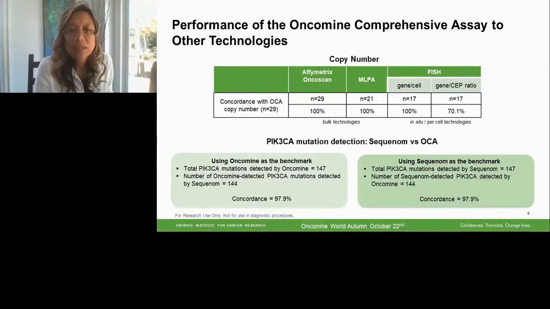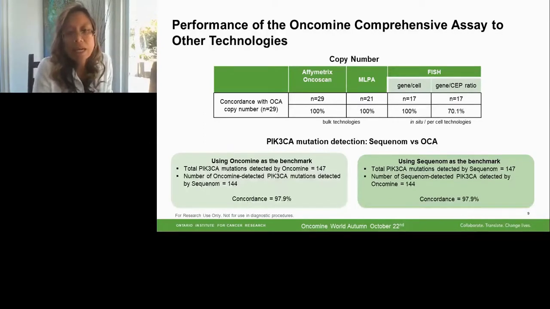So when we wanted to look at the concordance for copy number, we had orthogonal data for some of these samples based on Affymetrix OncoScan as well as MLPA. These represent some comparable bulk nucleic acid technologies. We also had orthogonal data in about 17 cases based on FISH. When we look at the concordance, we see excellent concordance between the Affymetrix OncoScan and MLPA data, and, not unexpectedly, variable concordance with the in situ, or per-cell, technology.